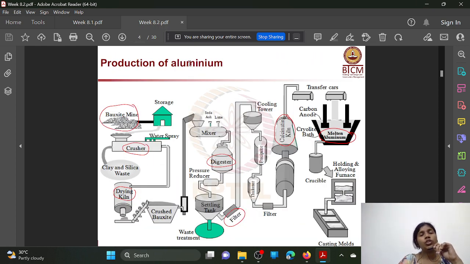This is the production of aluminum, and the raw material for the manufacture of aluminum is bauxite. This bauxite will be poured into a crusher, water will be sprayed on it, and it will be dried in kilns. Then this crushed bauxite will be taken to the mixer, then the digester, then the settling tank, then passed through the cooling tower precipitator, and then calcinated at some temperature in a kiln. Then you get molten aluminium, which can be transferred into casting molds. This is the manufacturing process of aluminium.